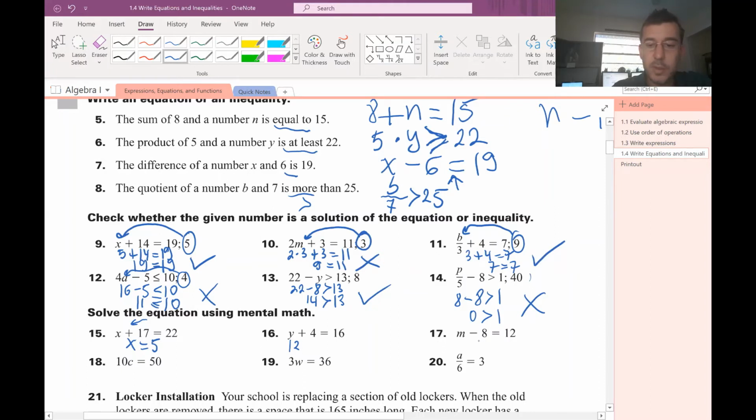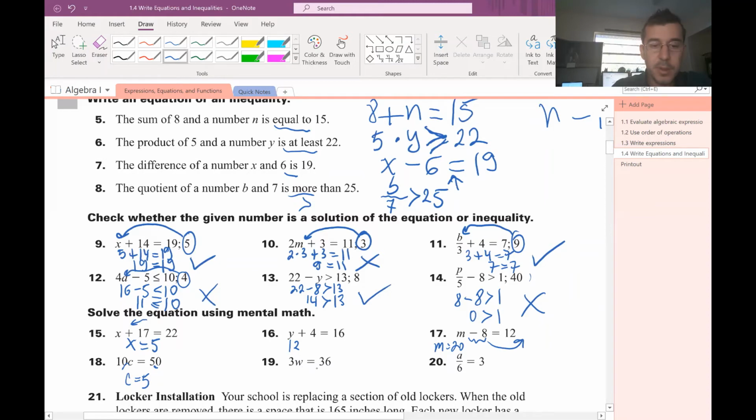Right. So this would be 12 plus 8, because minus 8, when it goes to the other side, will be plus 8. So m is 20, because 12 plus 8 is 20. This one here, c is 5 because 10 times 5 is 50. Or you can say, okay, 1 times which number is 5? 5, and then the zeros, right? So c is 5 because 10 times 5 is 50.